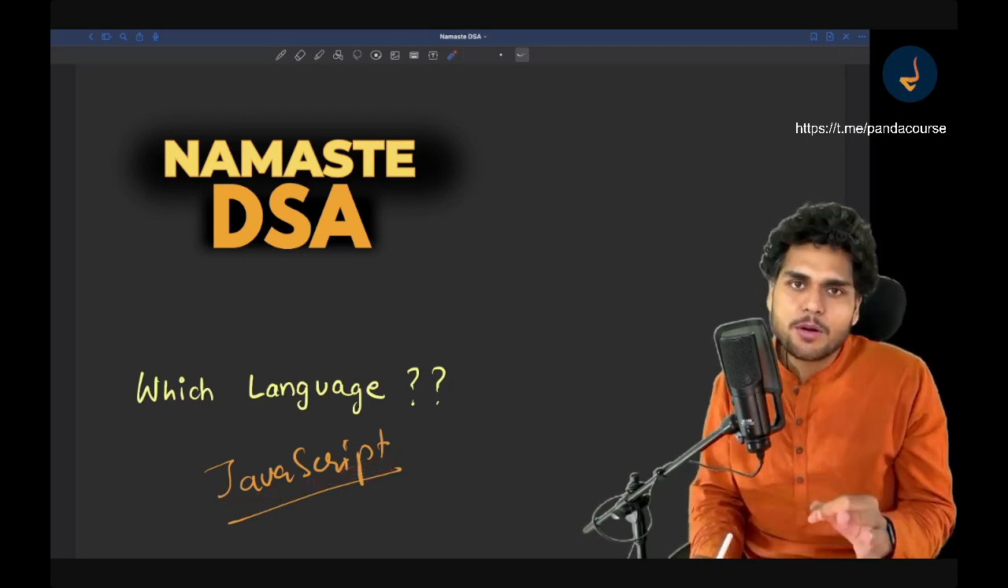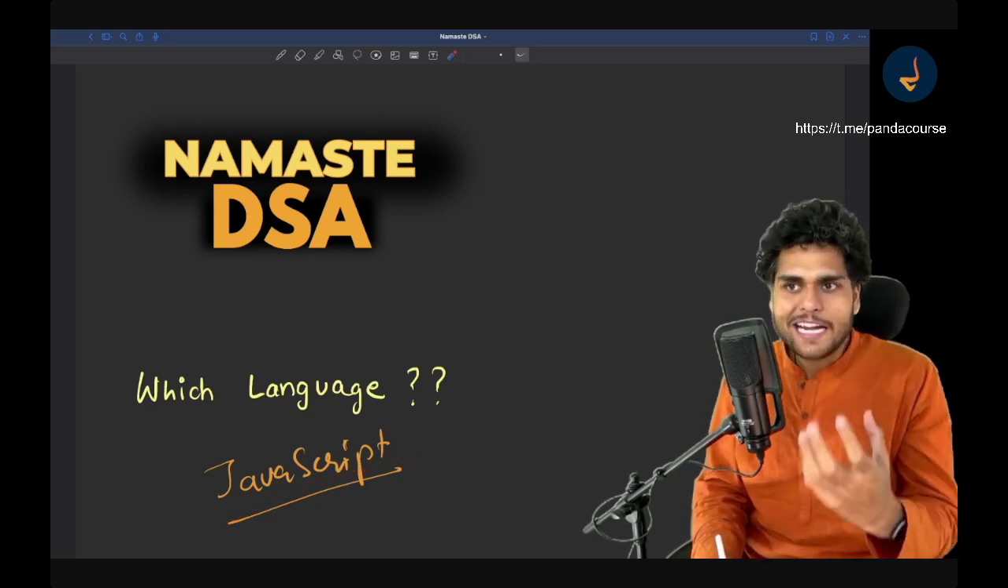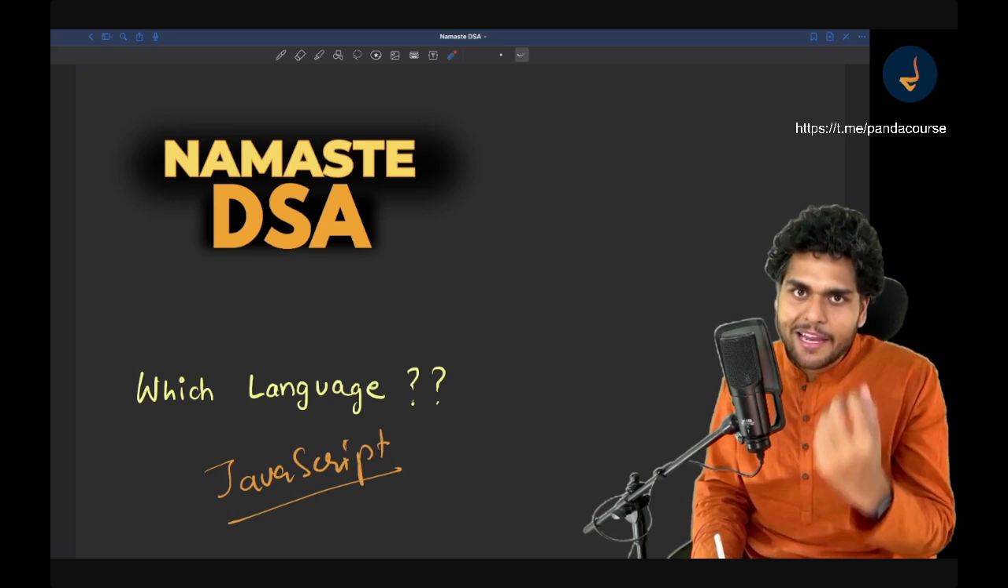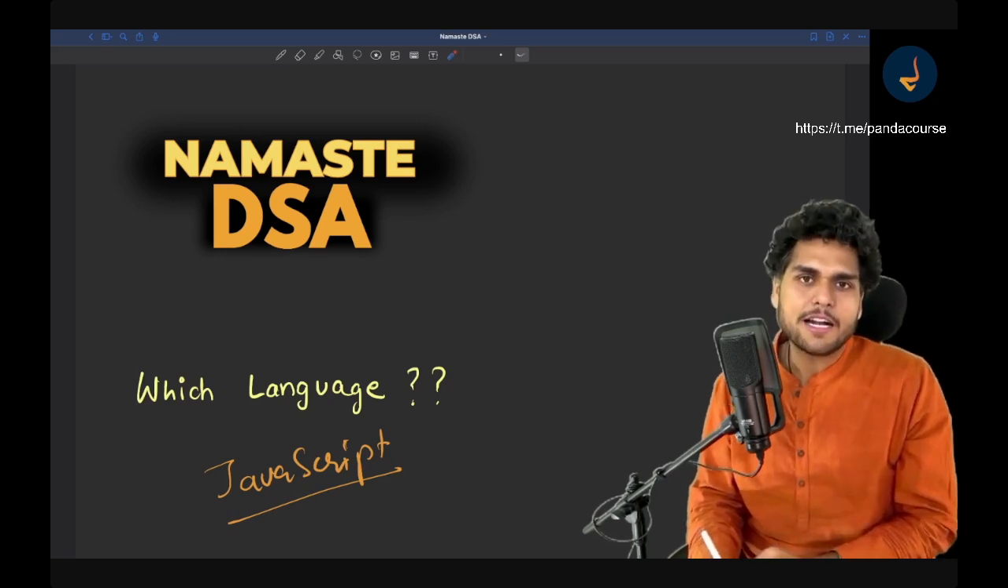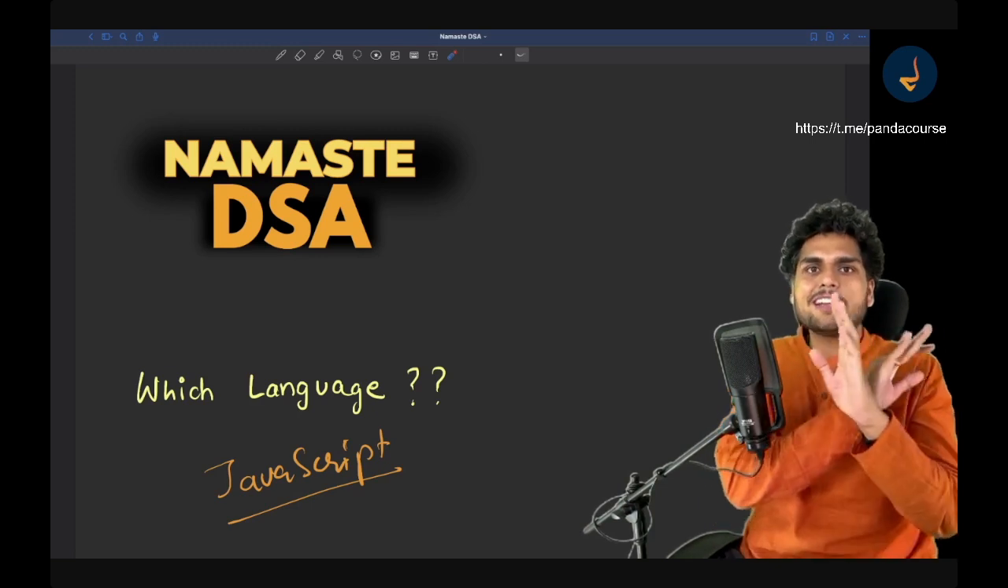Whoever is starting from zero, choose JavaScript. It will make your life and it will make your writing code ability easier for you, right? It will make your DSA journey easier for you. Please choose that. And other people who want to write in other languages, please feel free to go ahead. We are not saying that other languages are bad, in no way.